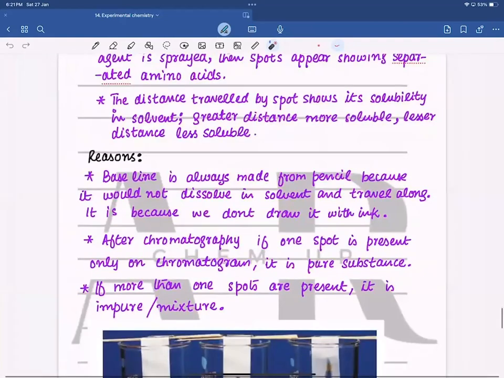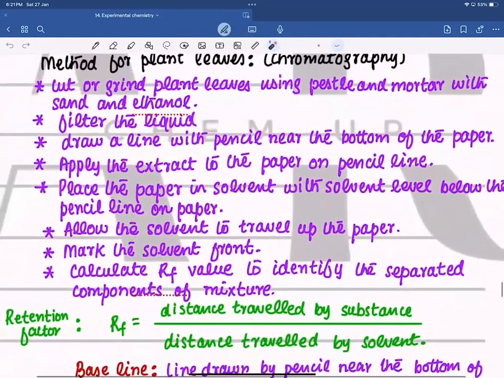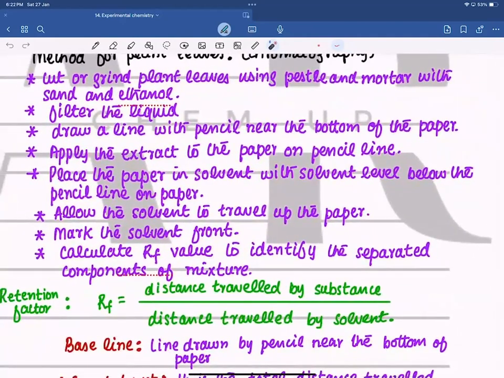So that's why we keep the solvent level below the pencil line. Is this understandable? Okay. Then after this, we leave it for some time. What will happen is that the solvent starts traveling up the paper, and as it crosses that spot, it dissolves the spot, and the spot also travels along with the solvent. We wait until all the solvent travels to the top, where we mark a line. We call that line the solvent front.